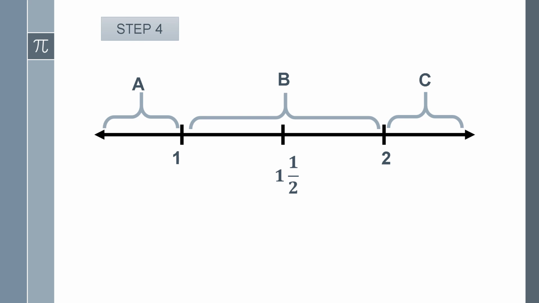Then, the step 4, maglagay tayo ng partition sa kada critical value. So, yung critical values natin ay 1 and 2. The reference or yung middle value, sinet ko siya sa 3 halves or 1 and 1 half. Kapag nakadecimal, 1.5 yon. The part A is the numbers that are less than 1. The part B are the numbers between 1 and 2. And then the part C are the numbers that are more than 2.